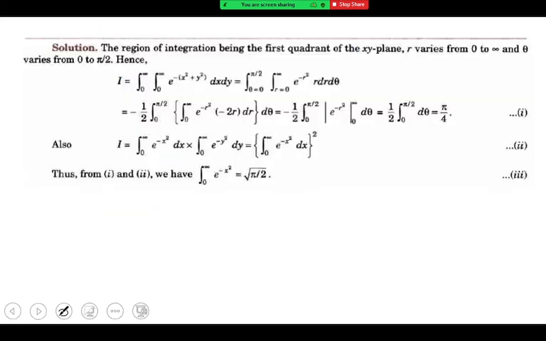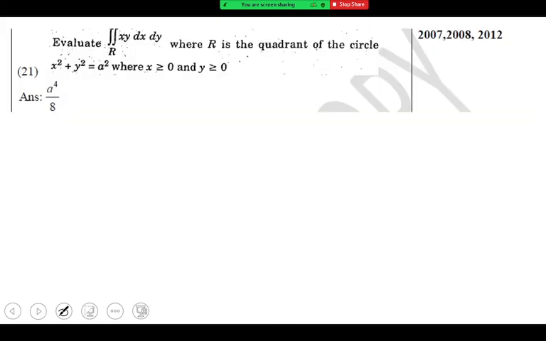Okay. So this is a solution from the book. In the textbook, the solution is given like this. We already discussed this. This is the second last example from double integrals. The question is: evaluate the double integral of xy dx dy over a quadrant of a circle where x is positive and y is positive. Okay. So we are given a circle.